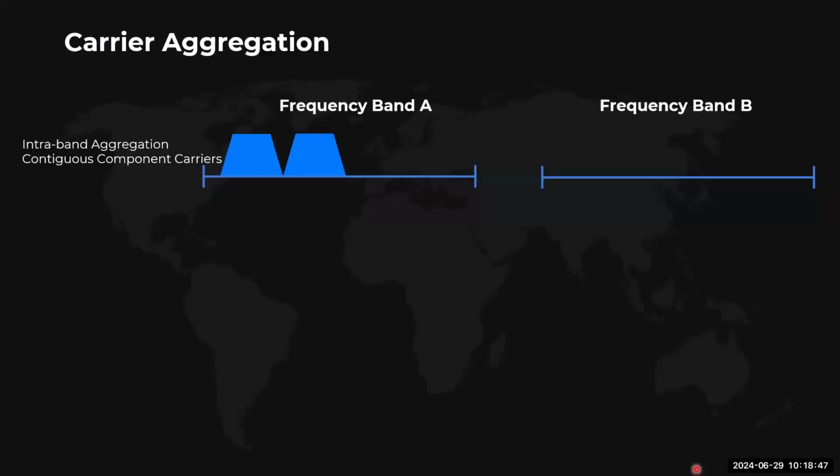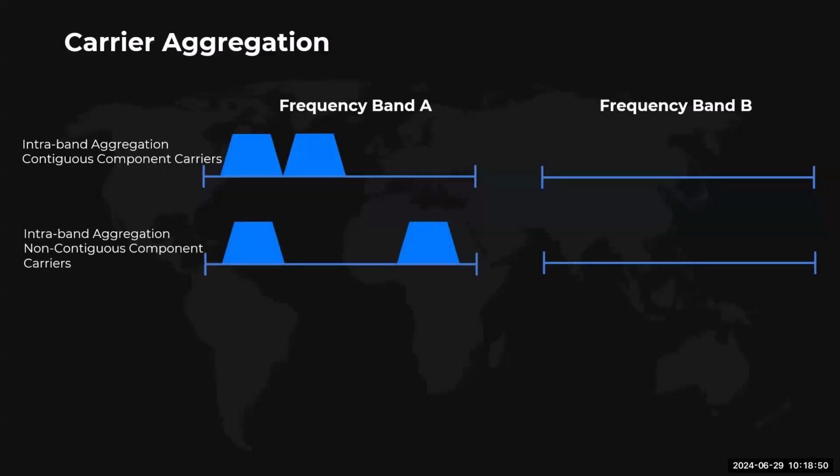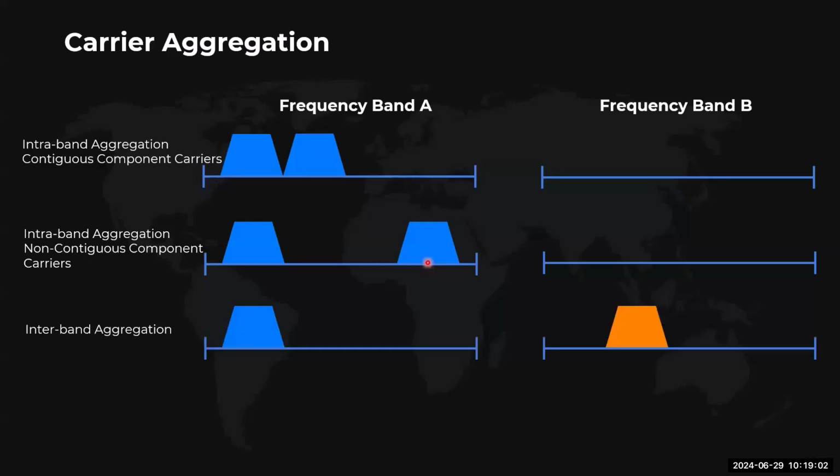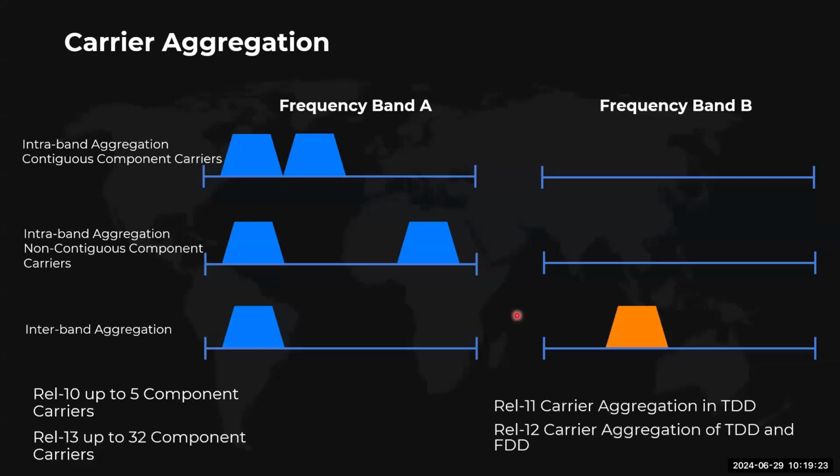The intraband aggregation can also be non-contiguous. So meaning you have channel 1 and then channel 10, you can also combine these two carriers, so that you can also have a greater throughput capacity. And then we also have the interband aggregation. Interband meaning you have 2100 and on the other side you have 1800. So you can also combine these two carriers. So we call it the interband carrier aggregation. Now in the case of LTE, in release 10, up to 5 component carriers. And in release 11, release 12, and 13, up to 32 components. Okay? So this is what we call the carrier aggregation.